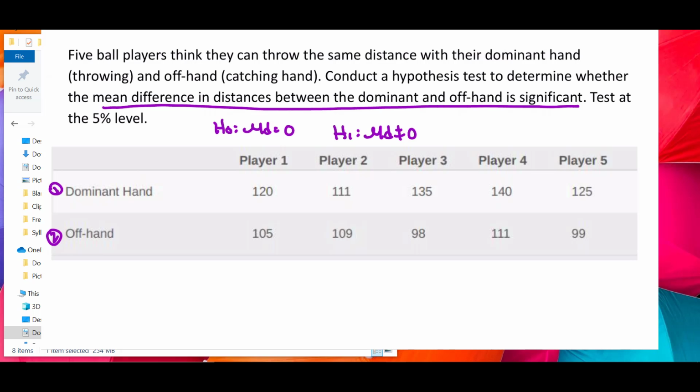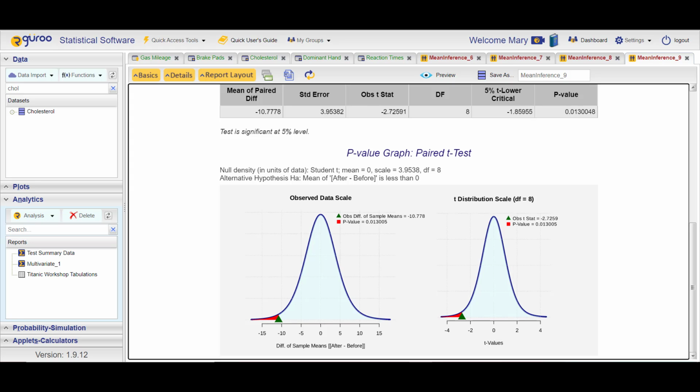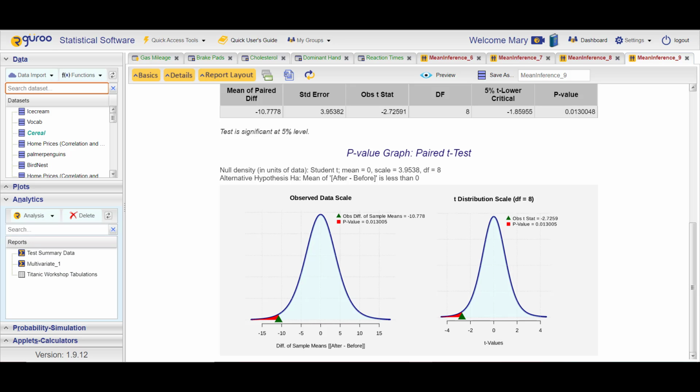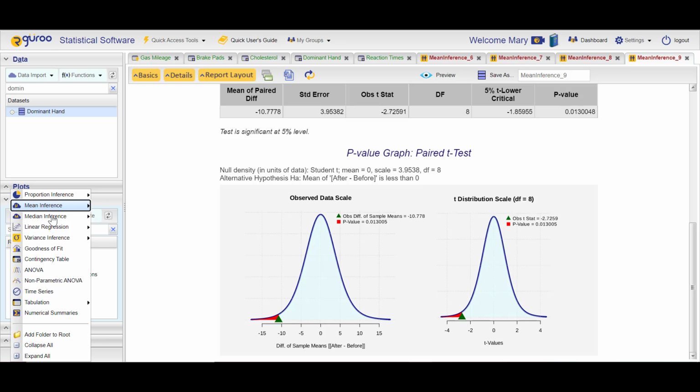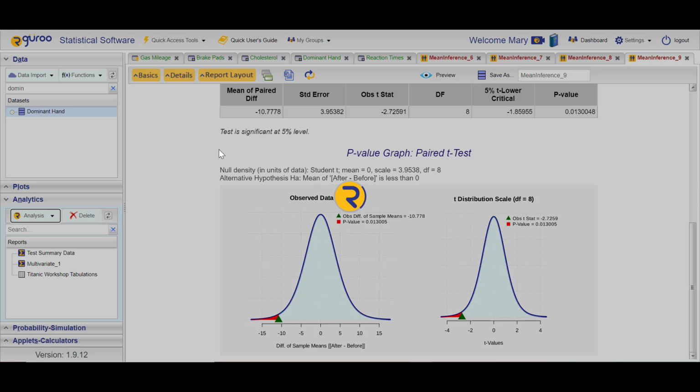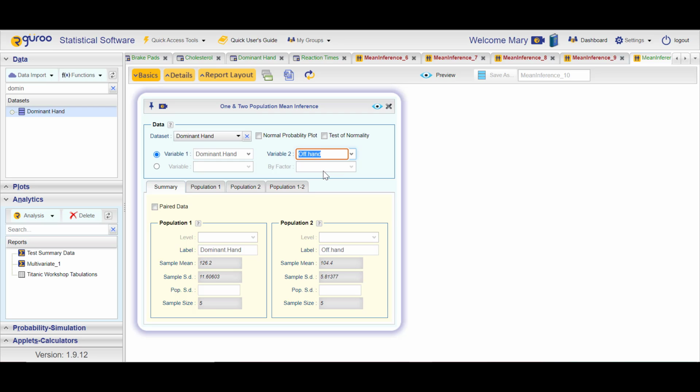Okay, so going back to Rguroo. I don't remember how I saved this. I think I wrote dominant hand. Okay, so I've got dominant hand up here, analytics, analysis, mean inference, 1 and 2 population, and we're going to select dominant hands. Variable 1, it doesn't matter. I'm just going to go in order because we're doing not equal to as our alternate, it's a two-tailed, so it doesn't matter the order.